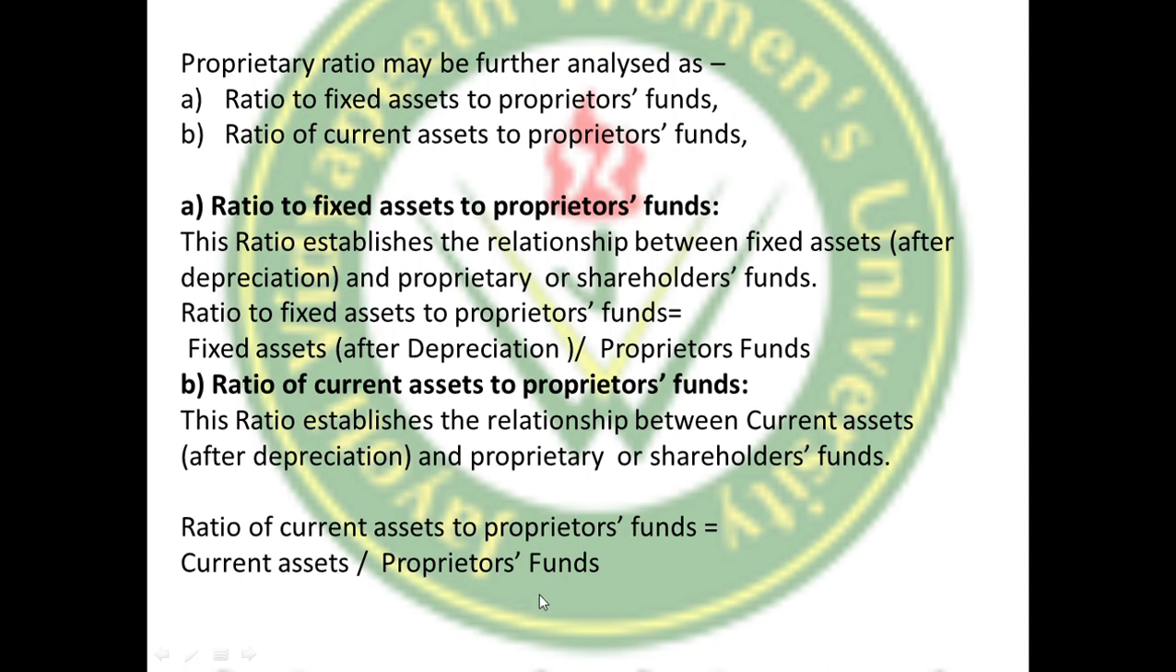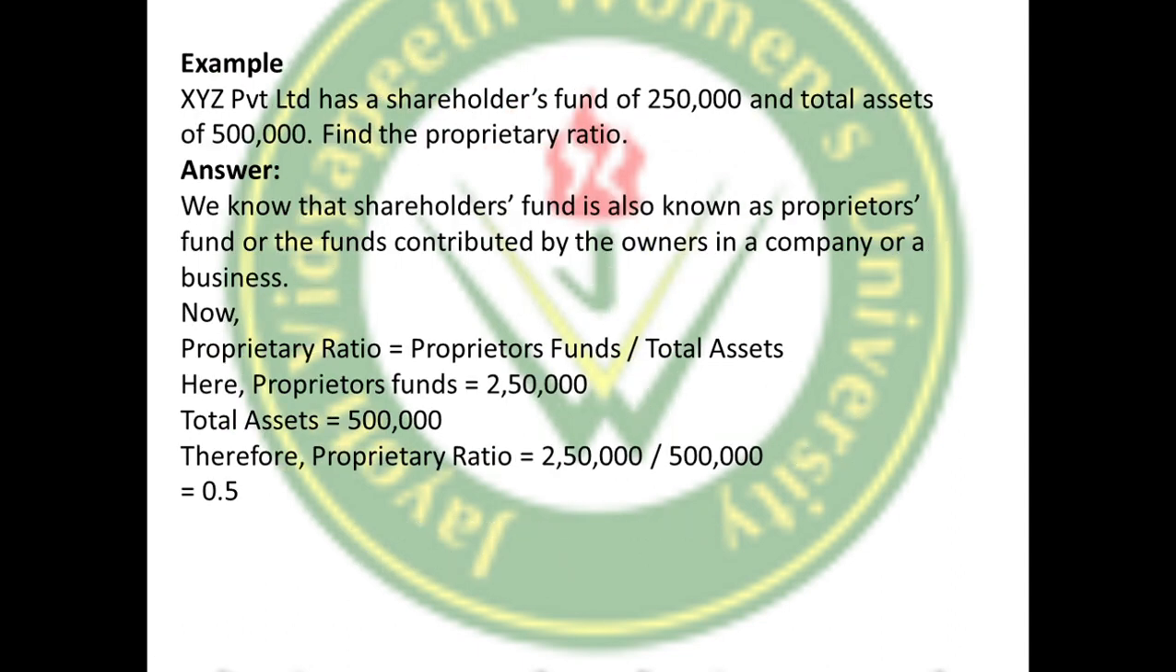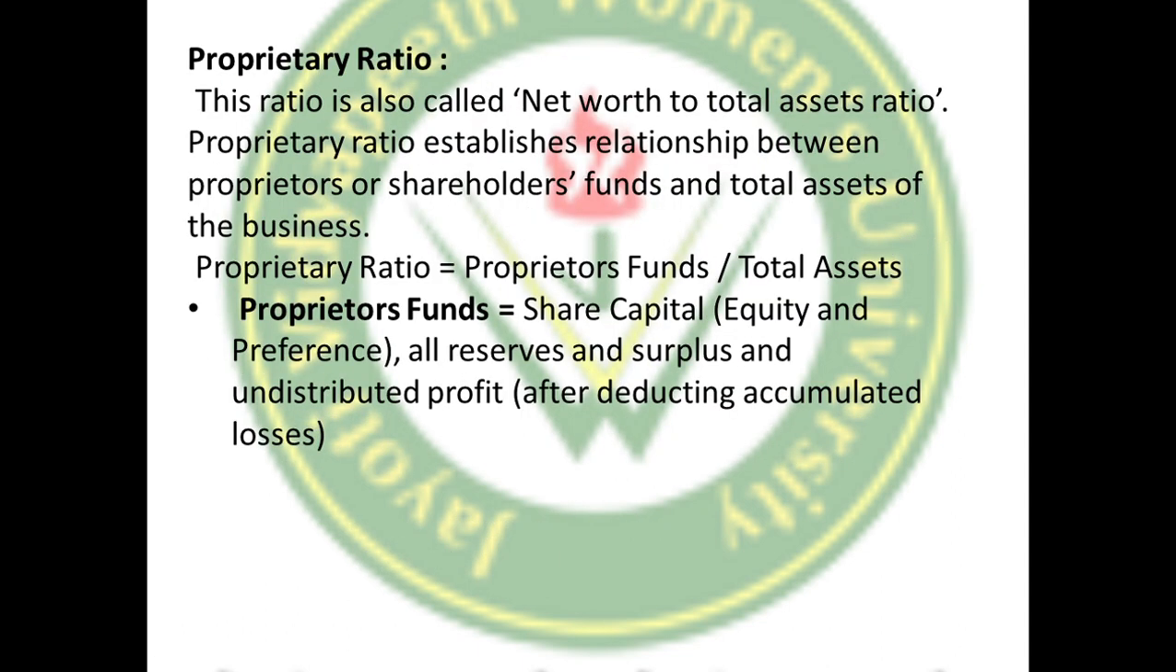The only difference between these three ratios is that in the first one we will consider total assets. In the second one we will take fixed assets only. Current assets will not be included in this ratio. And in the third ratio, only current assets will be considered. Fixed assets will not be considered. These were the three proprietary ratios.